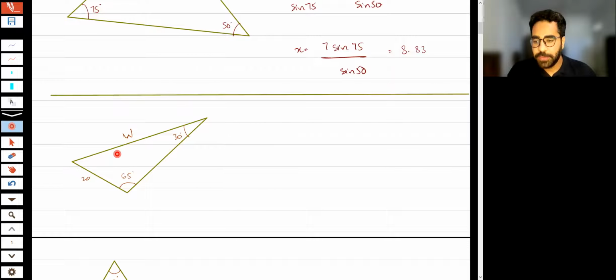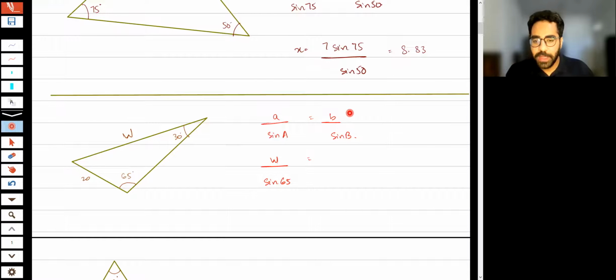Okay, I have to find a side. I have to find this side. So I'll be making use of the formula a upon sine A equals b upon sine B. Now what's a? The small a would be the unknown side that I have, which is w. And what would be sine A? Sine A would be the angle opposite to it. I'll write sine 65.